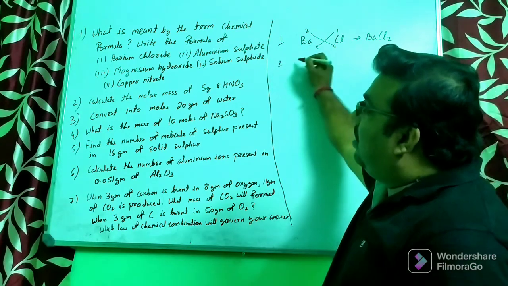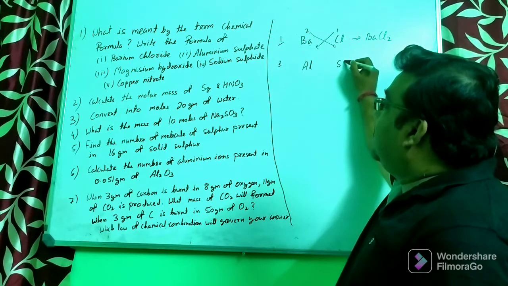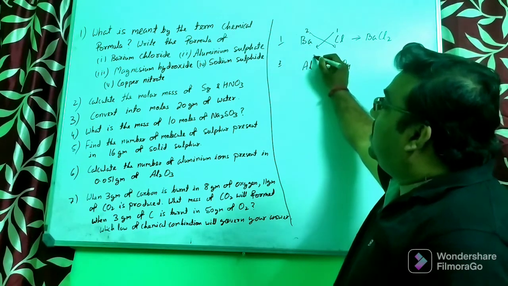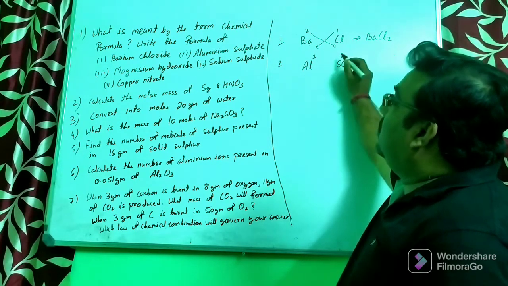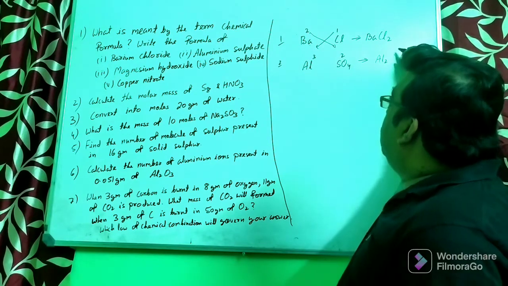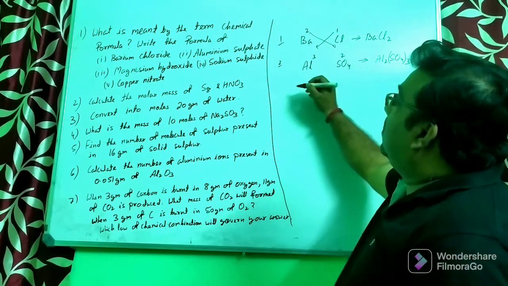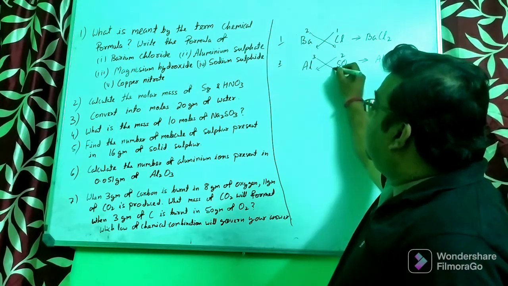The next formula you have to write is aluminium sulfate. Aluminium is Al and sulfate is SO4. Aluminium has a valency of 3 and sulfate has a valency of 2. So the 2 goes on this side and the 3 on this side. As a result, it is Al2(SO4)3.